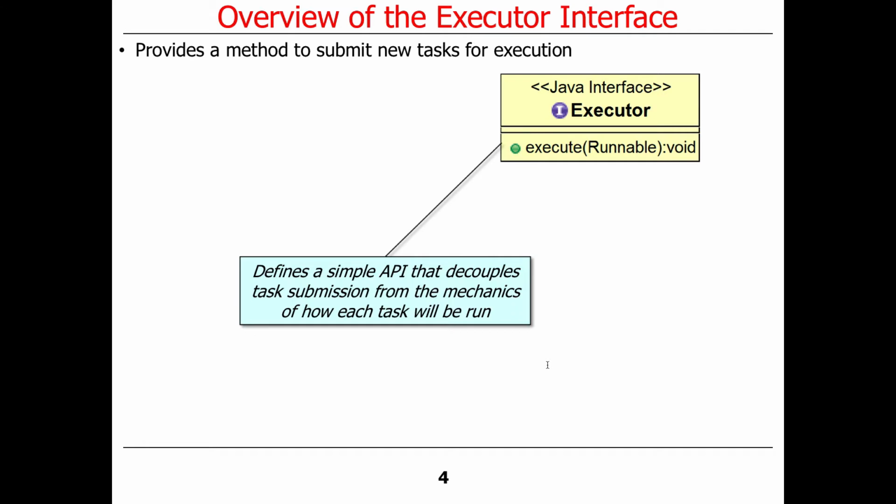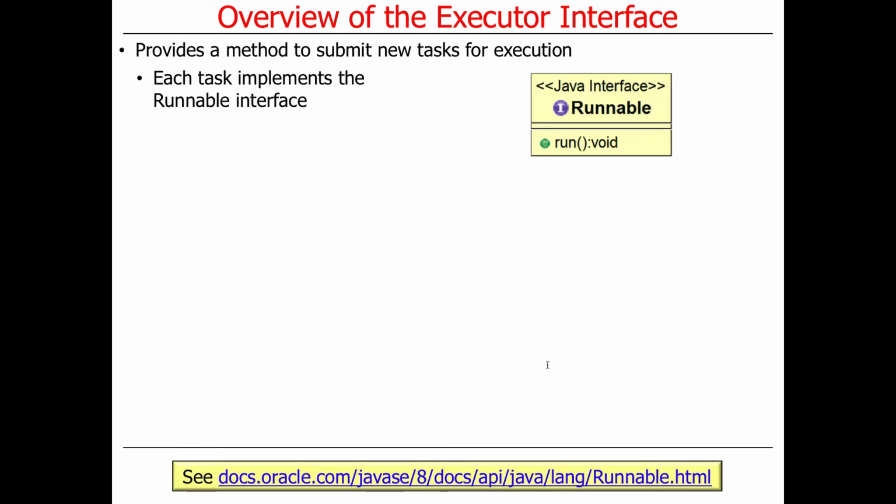So the Executor Interface provides a single method that's used to submit new tasks for execution. And the reason why it's there is to decouple the mechanisms of how you implement the tasks from how you actually get the tasks submitted. So it's a decoupled separation of concerns approach where you can have different implementations that use the same common interface.